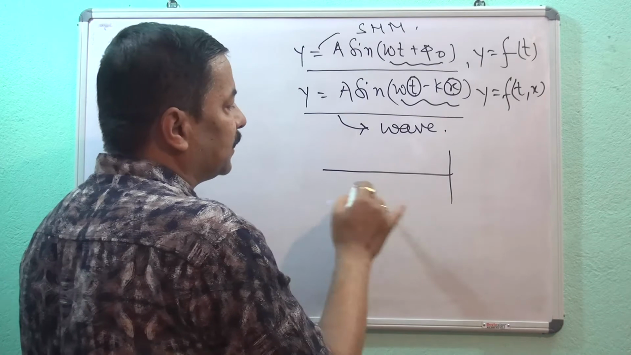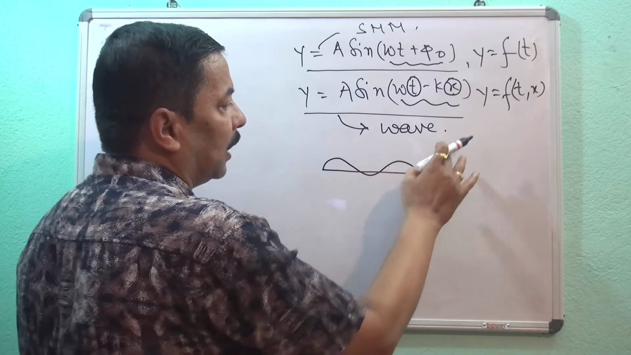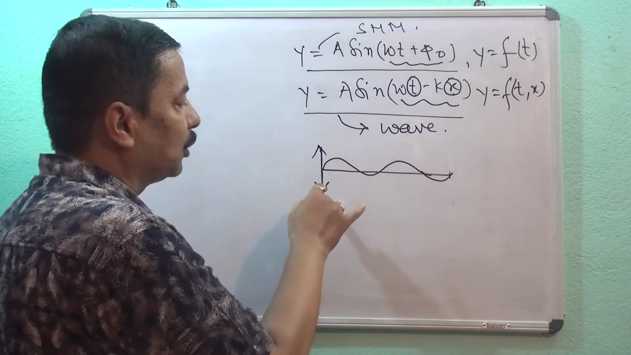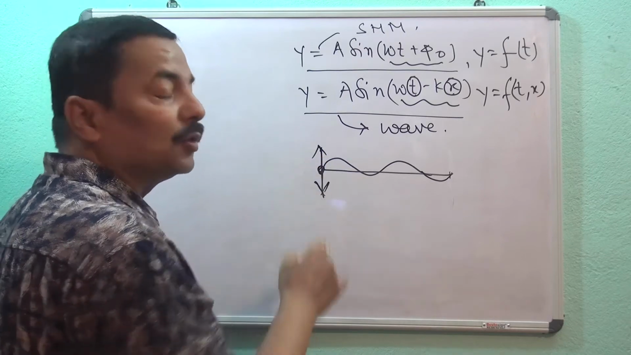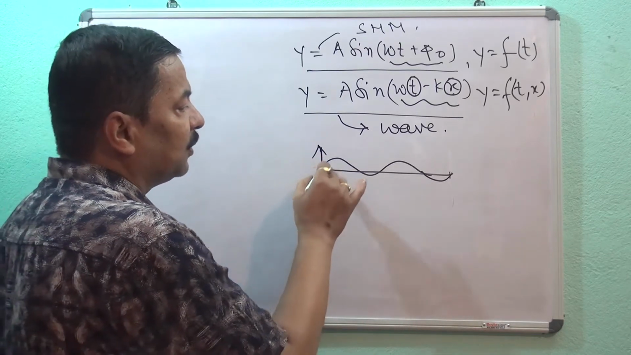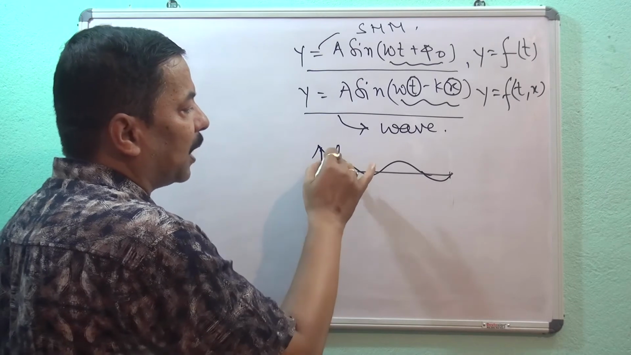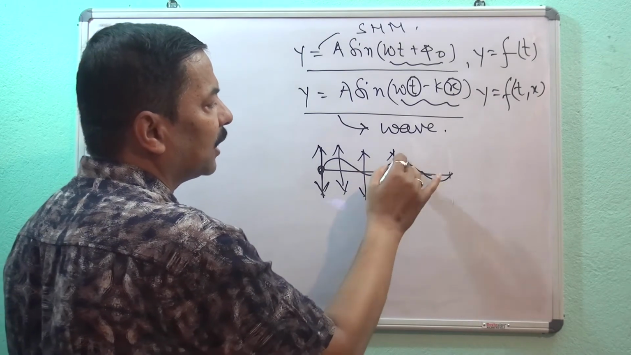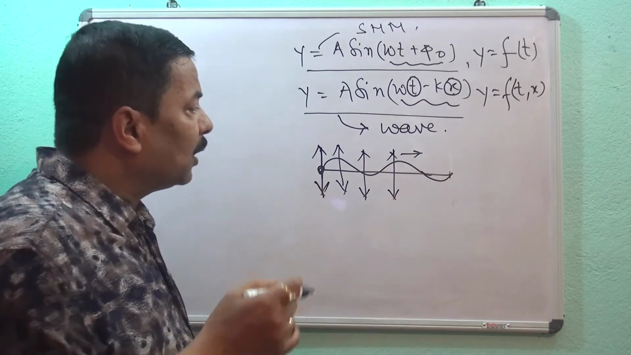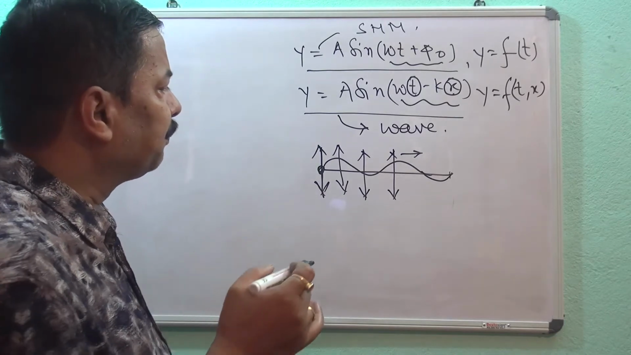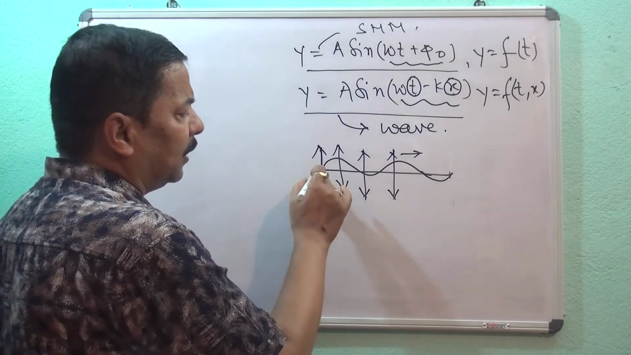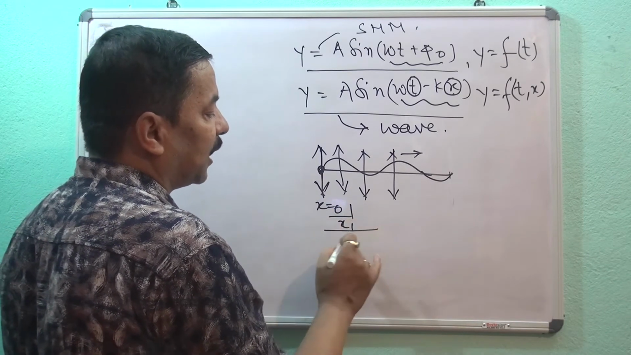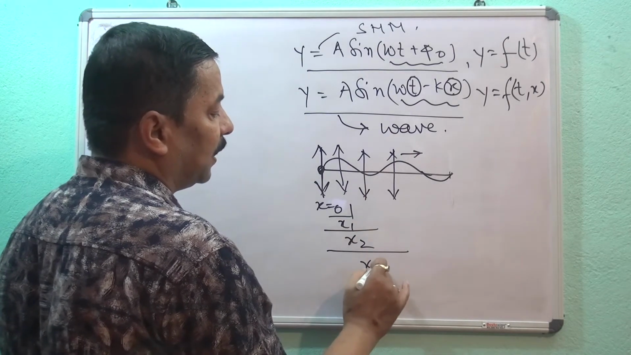Suppose here is the wave, and here the particle is doing simple harmonic motion. When the particle is doing simple harmonic motion about its mean position, it is transferring its motion to the other particle, and that one to the next, and like that the wave is proceeding. What you have to understand in a comfortable way is that here the value of x is equal to 0, here it can be x1, here x2, here x3.